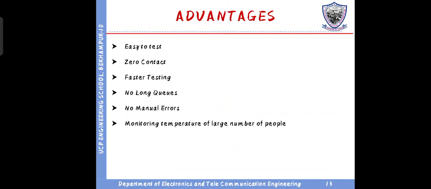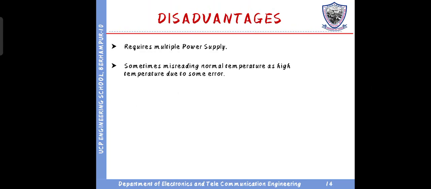Advantages and disadvantages. Advantages: easy to test and zero contact, faster testing, no manual errors, monitoring the time and temperature of a large number of people. Disadvantages: requires multiple supplies, and sometimes misreading; a normal temperature is read as a high temperature due to some error.